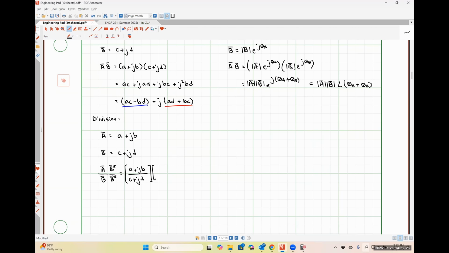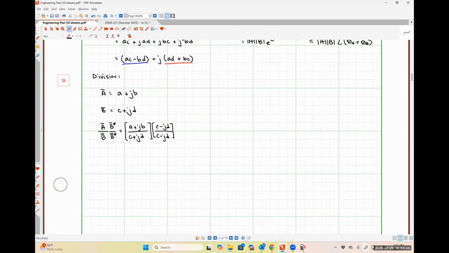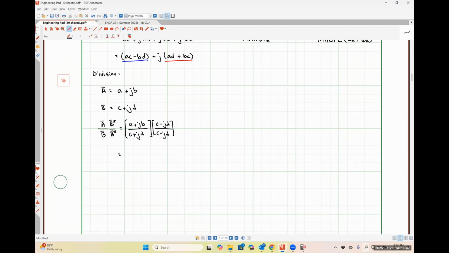So over here on the right, I'm going to put C minus JD over C minus JD, because recall that the complex conjugate of a rectangular form complex number simply changes the sign on the imaginary part. And now I'm going to FOIL this out. So in our numerator, we're going to have AC minus J AD plus J BC, and then minus J squared BD.